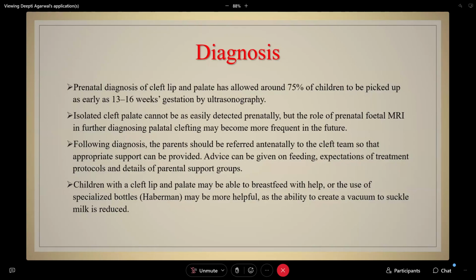Now, if prenatal diagnosis has been done, the child's parents can be referred antenatally to the cleft team who can provide them proper guidance, what to expect, how to feed the child, what will be the expectations of treatment protocols, and also refer them to the appropriate parental support groups. Children with a cleft lip and palate may be able to breastfeed with help or the use of specialized bottles, which create the ability to create a vacuum and enable the child to suckle milk.